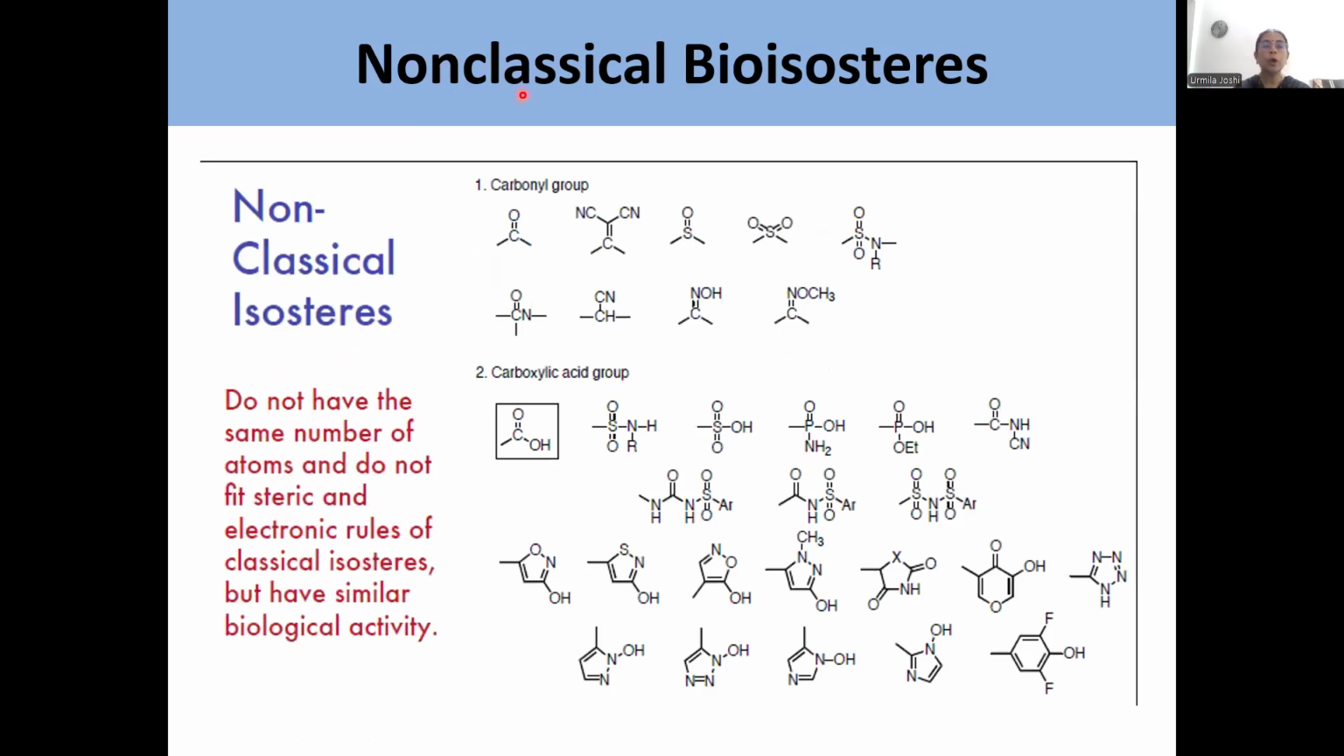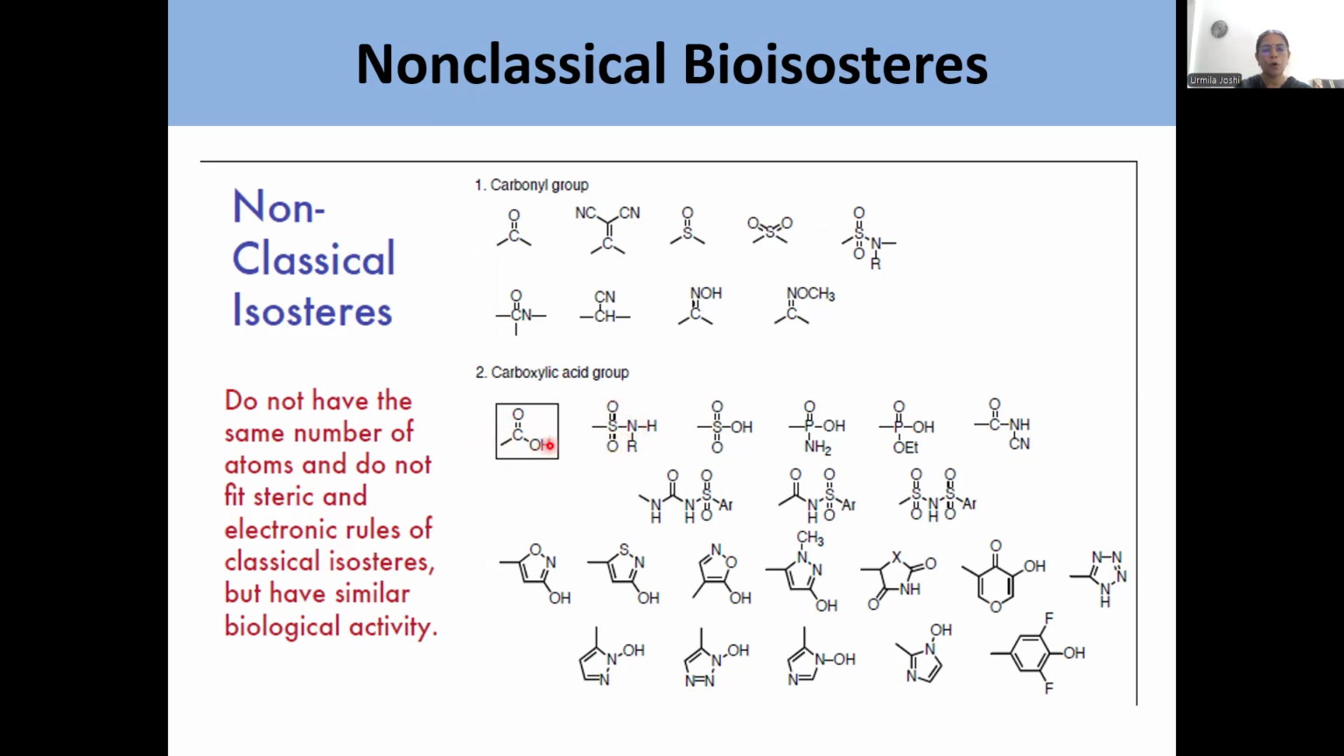Now coming to non-classical bioisosteres. They are completely different many a times. Look at this COOH. If you want to replace COOH, there are so many other options. Look at this, SO2NHR. Why? Because the size is not important over here. This is acidic H, and there is also acidic H over here. There are two hydrogen bond acceptors and more than two hydrogen bond acceptors over here.